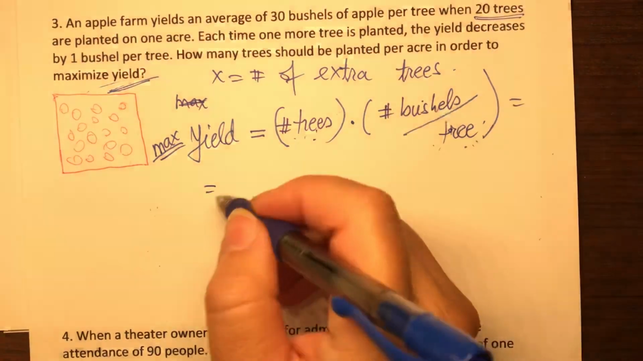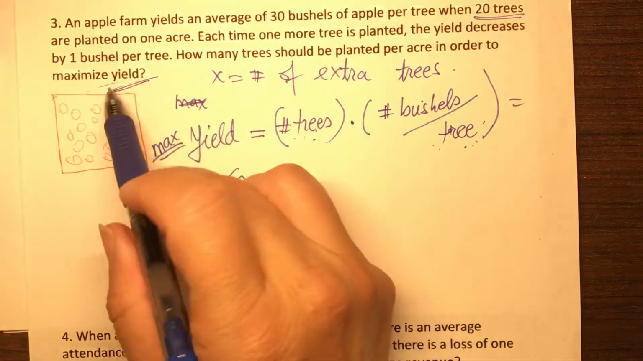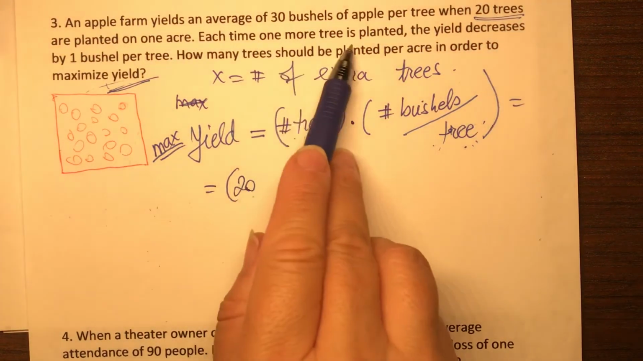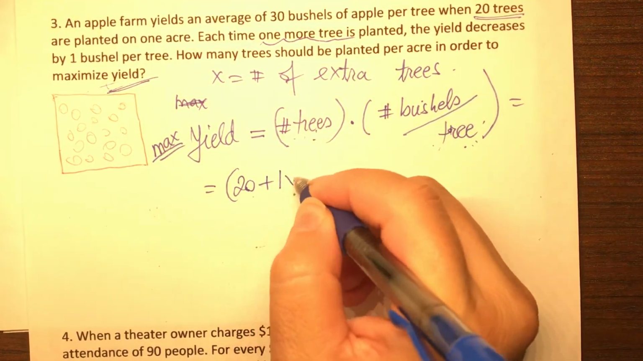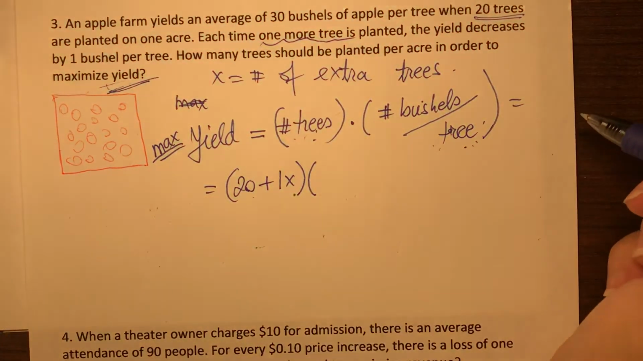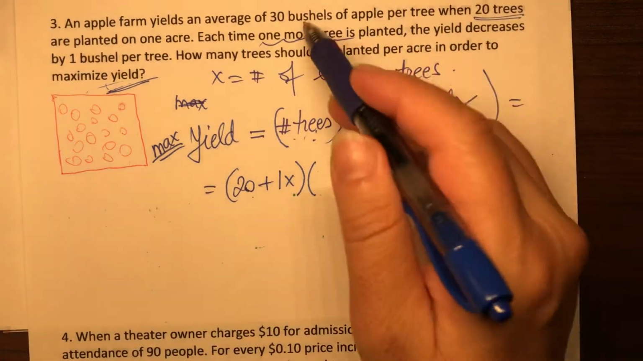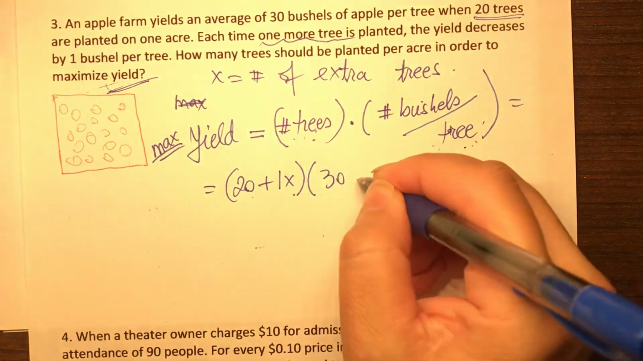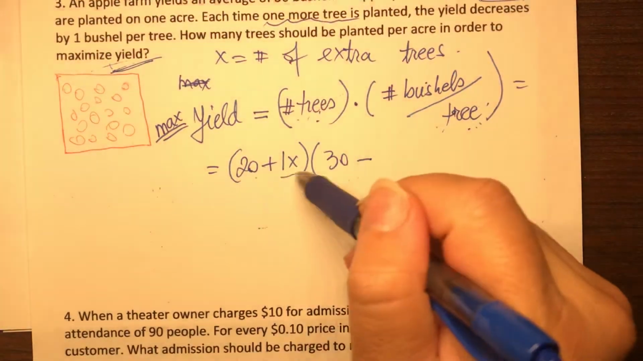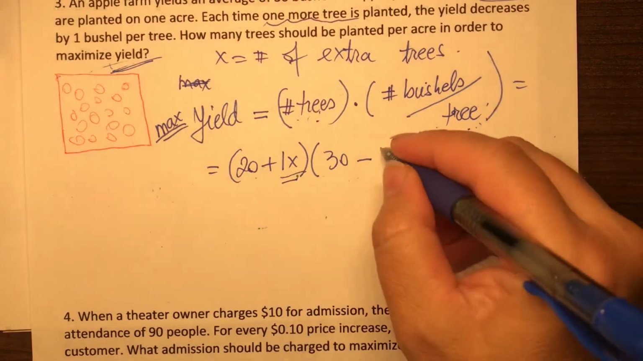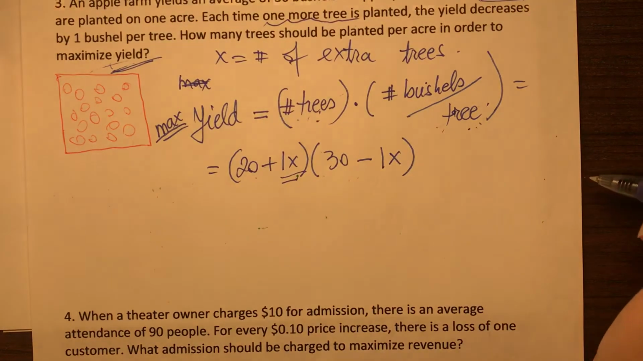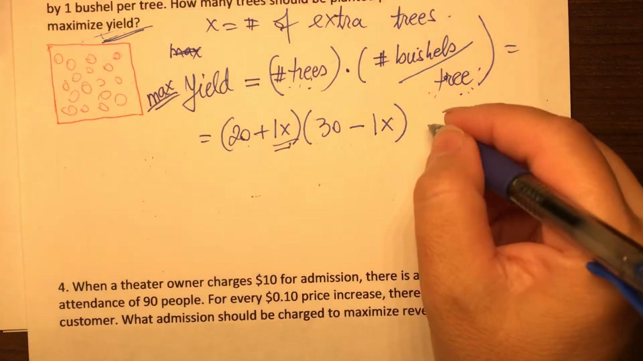We're starting at 20 and we are adding one more tree. So plus one extra X. How many bushels do we get? Well, we're starting at 30. And every time you get one more tree, you get what? The yield decreases by 1 bushel per tree. Okay, there it is. That's your function.